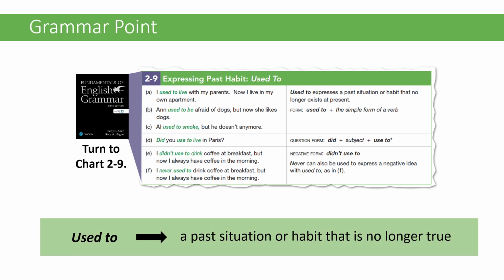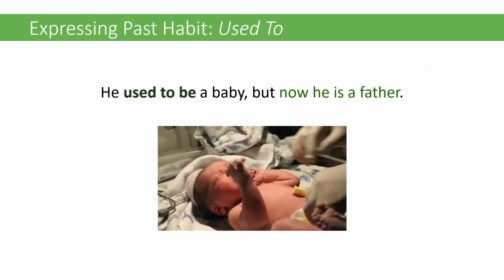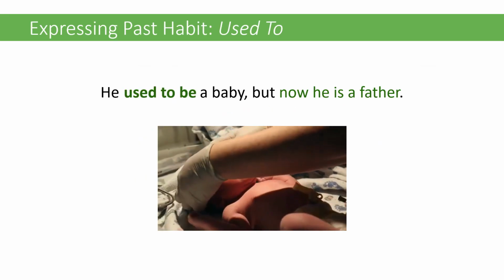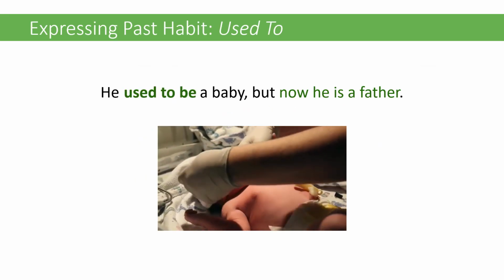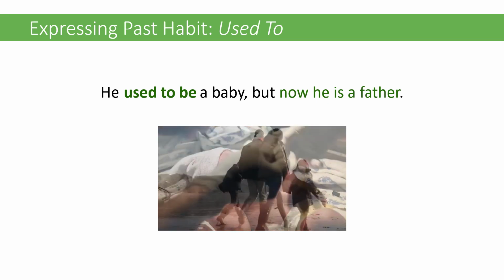So let's look at chart 2-9. So used to expresses a past situation or habit that no longer exists at present. Here are some examples. He used to be a baby, but now he is a father. Oh, that's a cute baby.